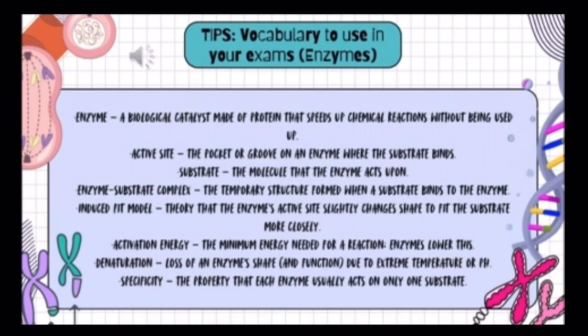Induced fit model, theory that the enzyme's active site slightly changes shape to fit the substrate more closely. Activation energy, the minimum energy needed for a reaction; enzymes lower this. Denature, the loss of an enzyme's shape and function due to extreme temperature or pH. Specificity, the property that each enzyme usually acts upon only one substrate.